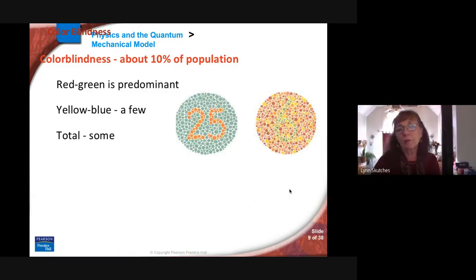Anyway, he was sharing that information with his brother via a letter, and it turns out both of them are colorblind. So kind of interesting, heredity.